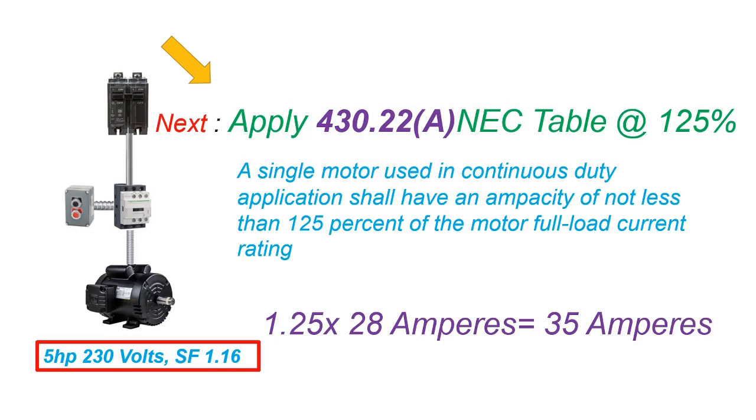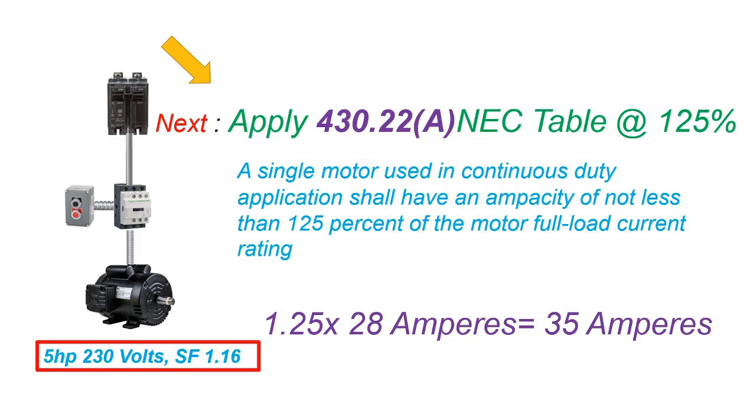Because it is a continuous duty motor, let's assume unless it states something else, like an elevator that is intermittent duty, we're gonna take 125% for sizing this branch circuit conductor as per NEC 430.22(A) that tells us for this continuous duty motor, 1.25 times 28 amperes equals 35 amperes.